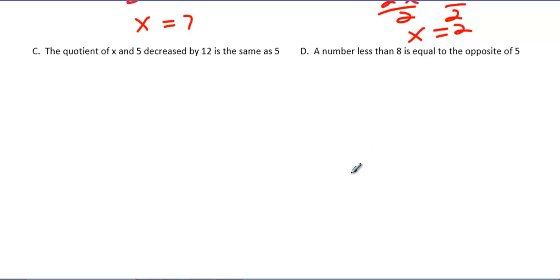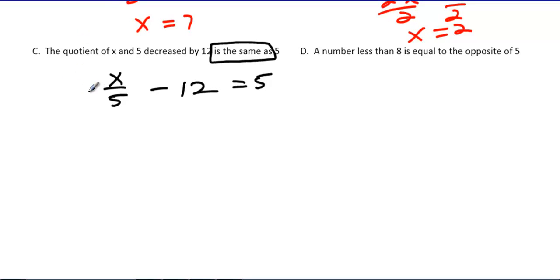Looking at C, we have the quotient of x and 5 decreased by 12 is the same as 5. So here's your equals 5. I like to, especially when they're a little bit longer and they have more words in there, take care of the easy part first and then go over here. We have the quotient, that's division, of x and 5 decreased by 12. All right, there's our translation.